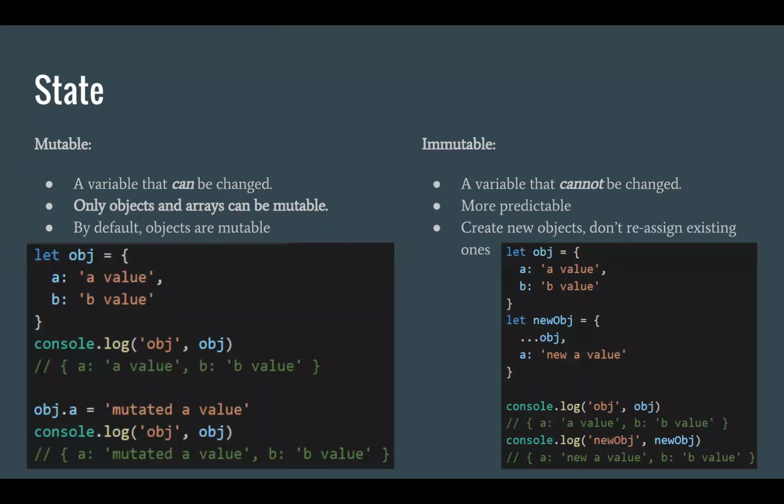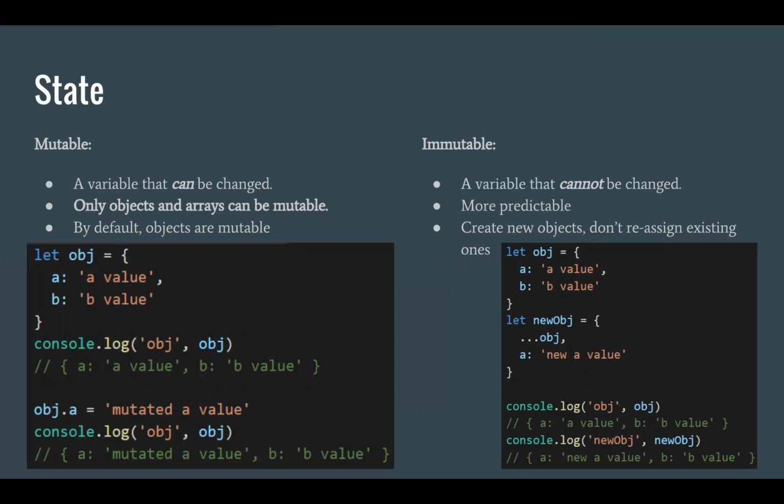I think before we get into how Angular does it and how React does it, I first want to cover the difference between mutable variables and immutable variables, because it makes a world of a difference coming from Angular into React. So mutable variables are just any variable that can be changed, and these are usually objects or arrays. By default, all objects in JavaScript are mutable.